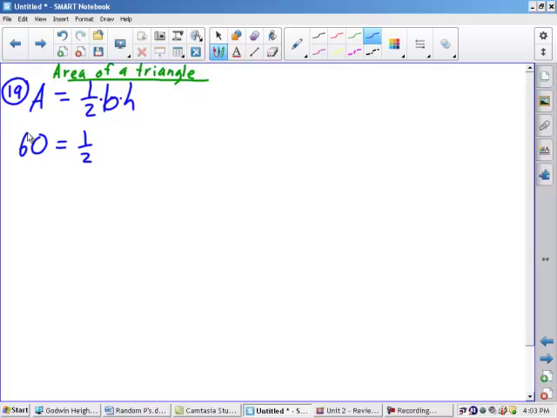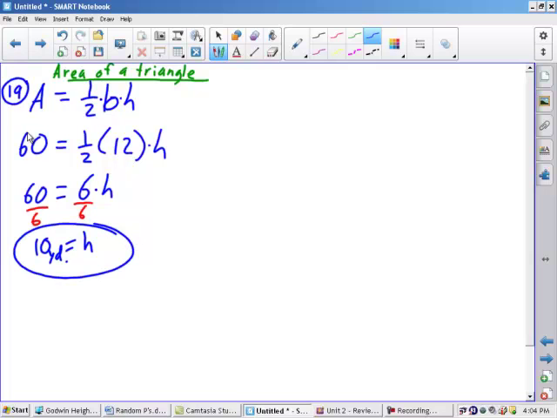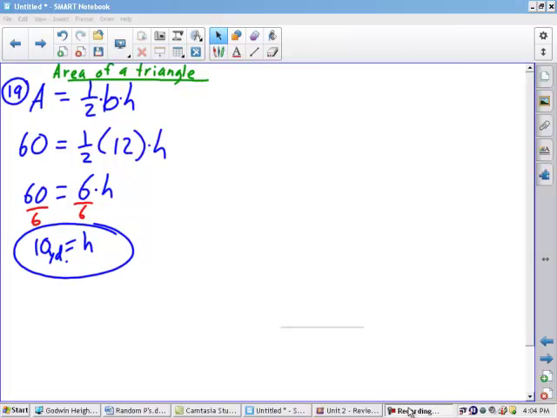60 equals 1/2 times B. And I know my B was 12. That was my base. Times the height. So what I need to do is, first of all, simplify what I know. 60 stays there. 1/2 times 12 is 6 times H. I then simply divide both sides by 6. And I have an H, or height, of 10. Make sure you know what units. This happens to be yards. So H is 10 yards.